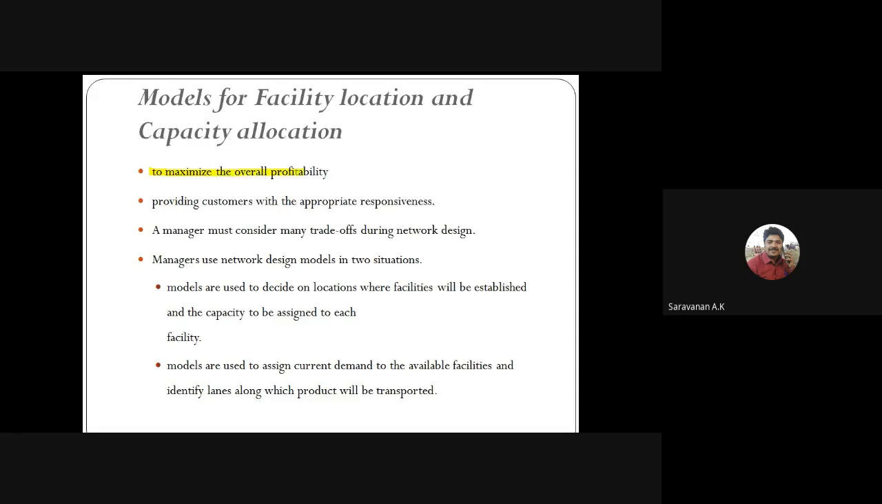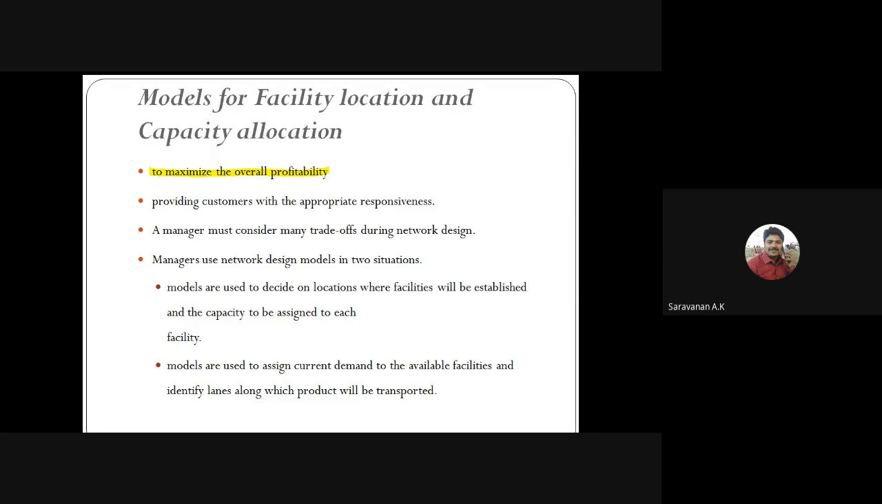The overall goal is to maximize the overall profitability, right? This results in a supply chain network that provides customers with the appropriate responsiveness, and the revenues come from the sales of the product, whereas the costs arise from the facilities, labor, transportation, materials, and inventories, right? So these costs will be included, and we have to add them.